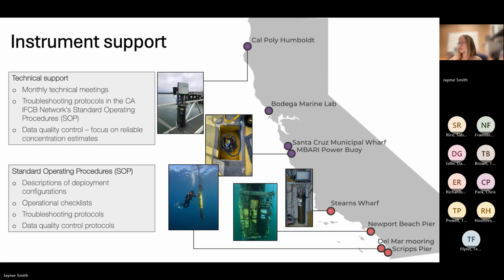Here's Cal Poly Humboldt, where it's on the upper side, but on a pier with a power box here. So we're setting them up in these different orientations, but then making sure that they're doing the same thing. There are a lot of ways that we have worked to ensure we have data quality and comparable data.